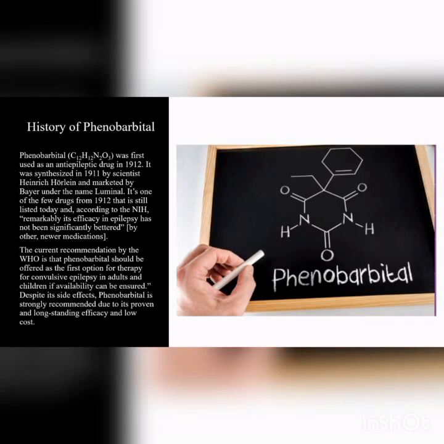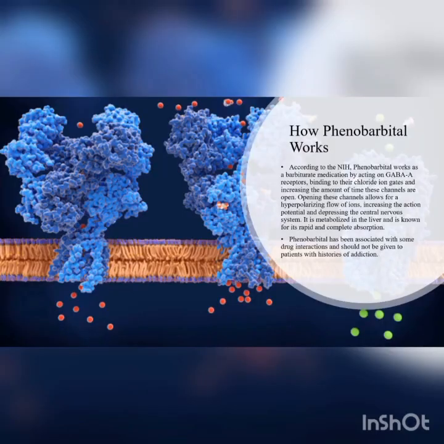Here is the structure and history of the drug phenobarbital. Then we'll discuss how phenobarbital works. According to the NIH, phenobarbital works as a barbiturate medication by acting on the GABA receptors, binding to their chloride ion gates, and increasing the amount of time the channels are open. Opening the channels allows for the hyperpolarizing flow of ions, depressing the central nervous system action. It is metabolized in the liver and is known for its rapid and complete absorption.